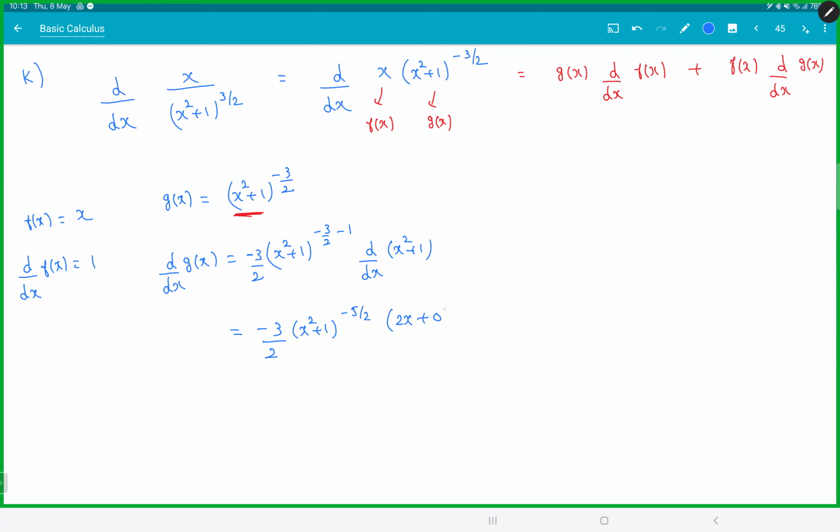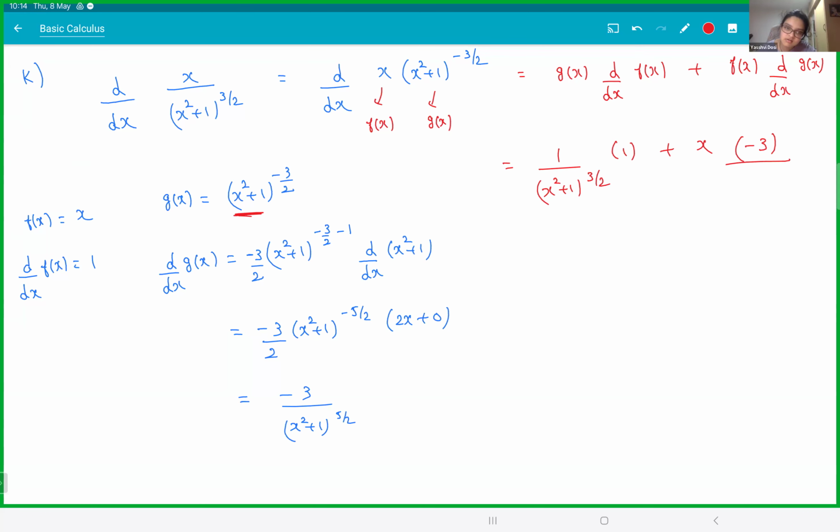This is 2x plus 0. 2 and 2 will cancel. Minus 3 by (x square plus 1) whole power 5 by 2. In the exam, you should not be writing this many steps. If you can skip a lot and directly write, that would be the best thing to do. There you can substitute g of x is 1 by x square plus 1, 3 by 2, f of x is differential as 1. This is x. Minus 3x, right?